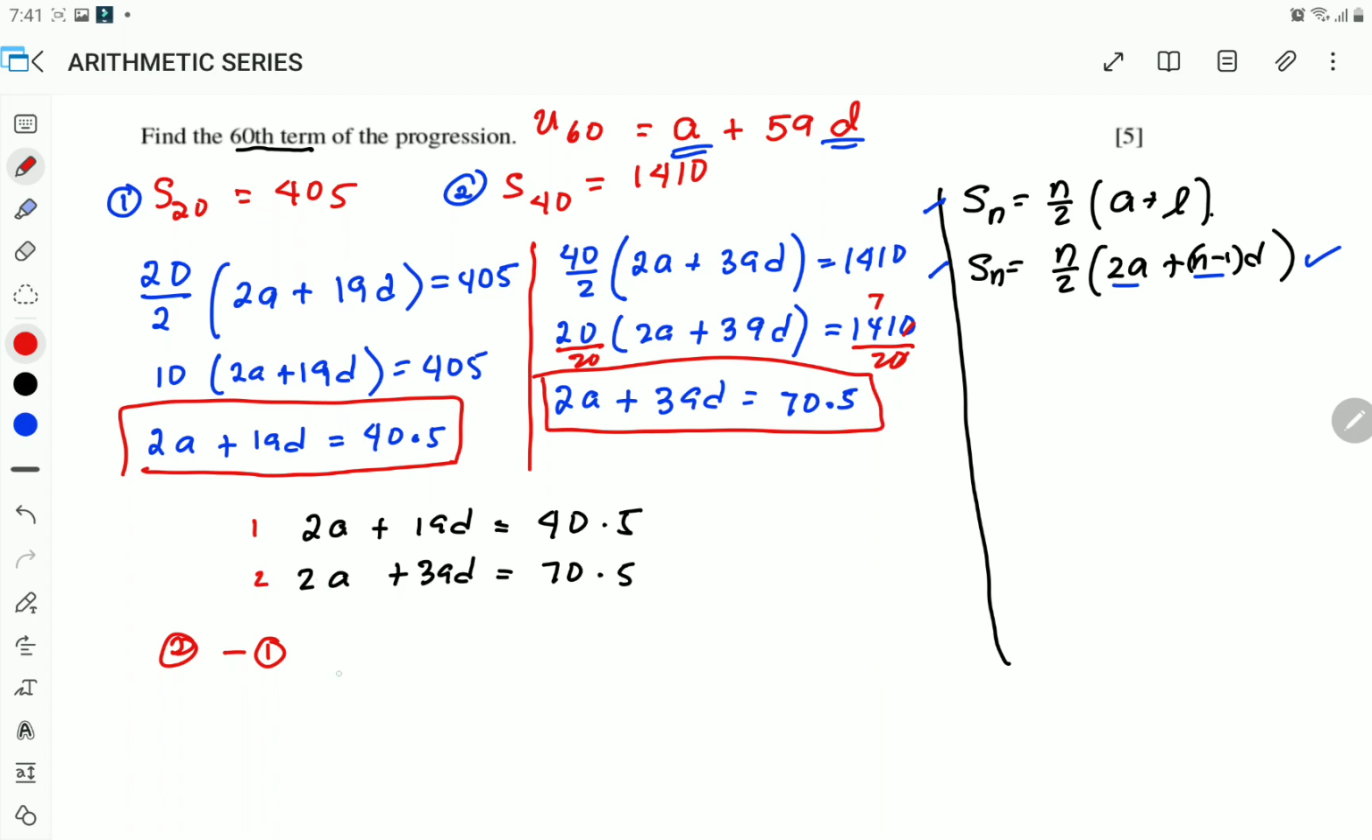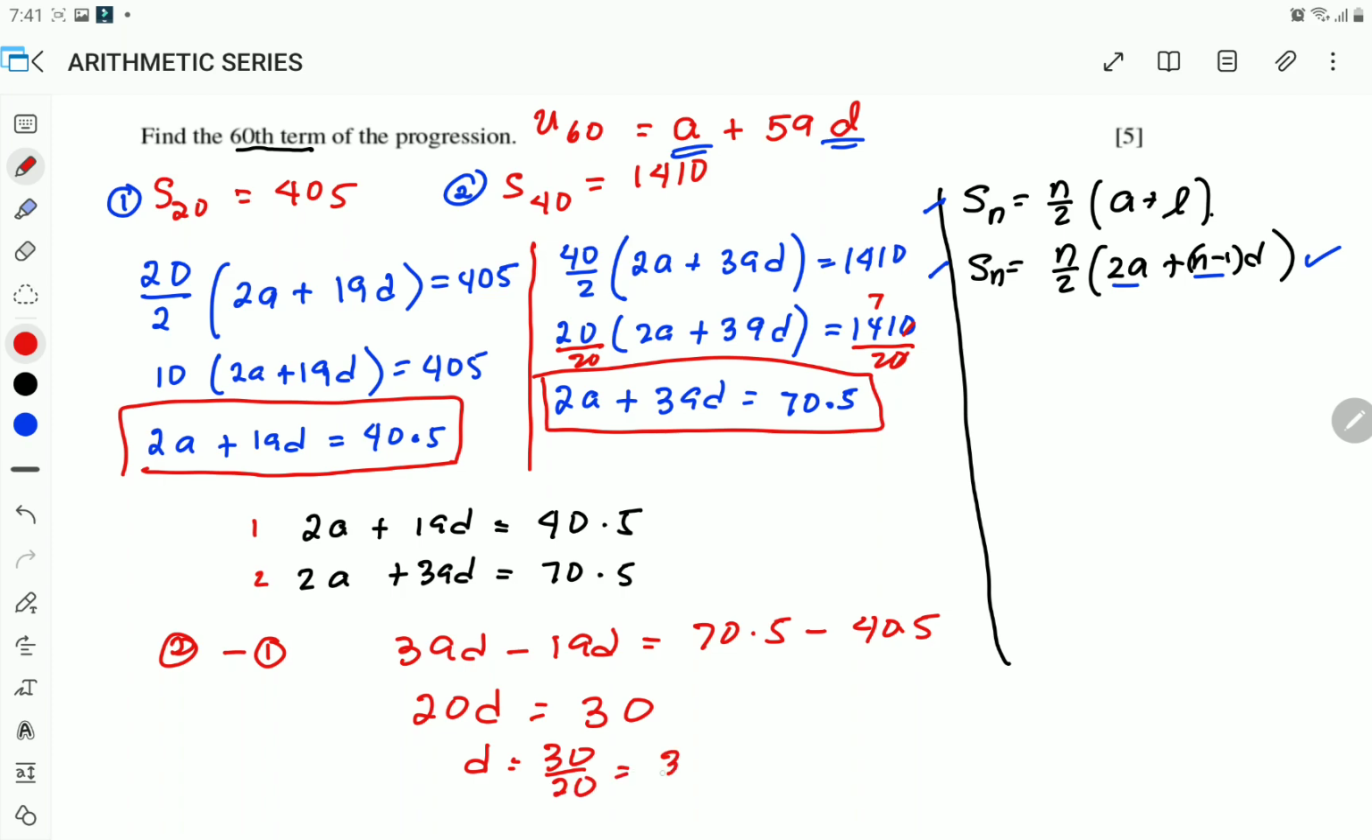So 2a minus 2a is 0. 39d minus 19d equals 70.5 minus 40.5. So 39d minus 19d is 20d, and then 70.5 minus 40.5 is 30. Therefore d is equal to 30 over 20, equals 3 over 2, equals 1.5. So the d is 1.5.